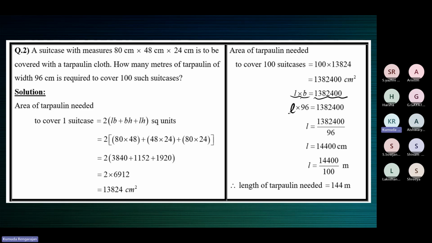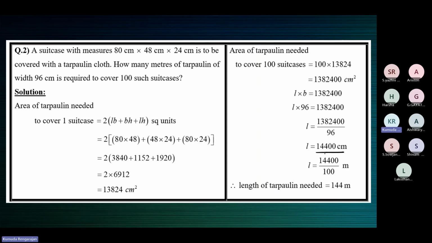L into this is L, children, not 1. L into the breadth, which is fixed at 96, is equal to this area. So L is equal to this divided by 96, which is 14,400 centimeters. Convert that to meters, so 144 meters.